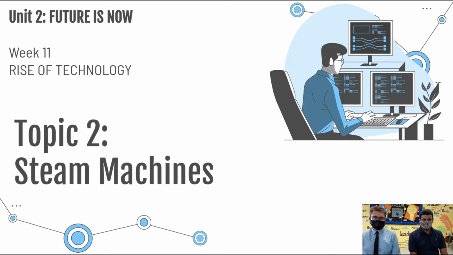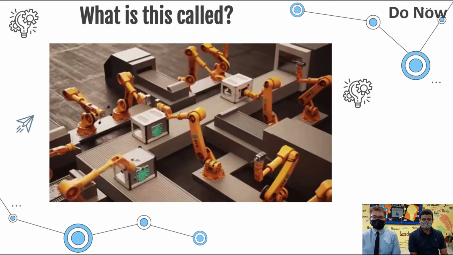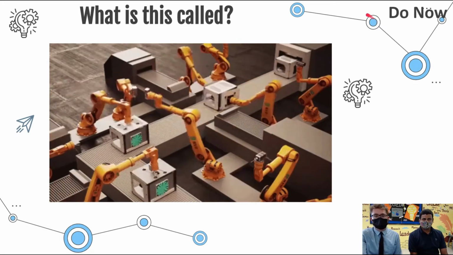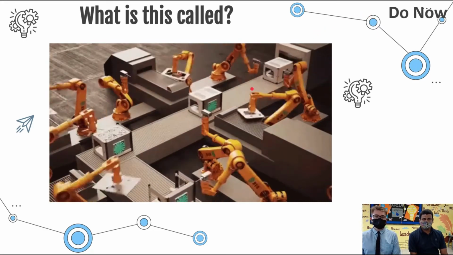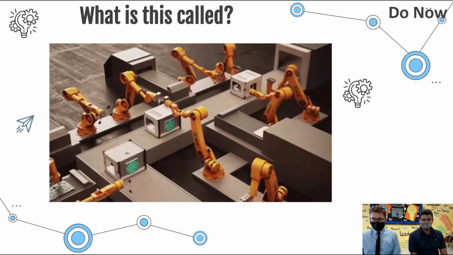Welcome to week 11. We are studying Future is Now, and the topic for today is steam machines. So what is this called here on the picture? Think about where you have seen this and what it is called.